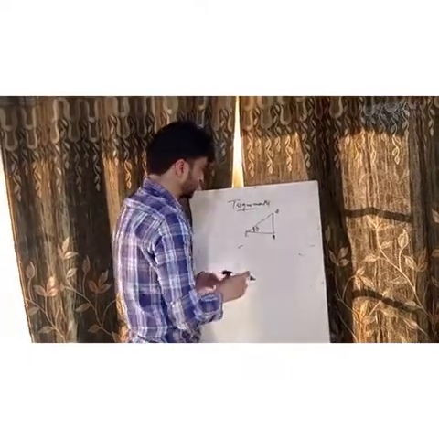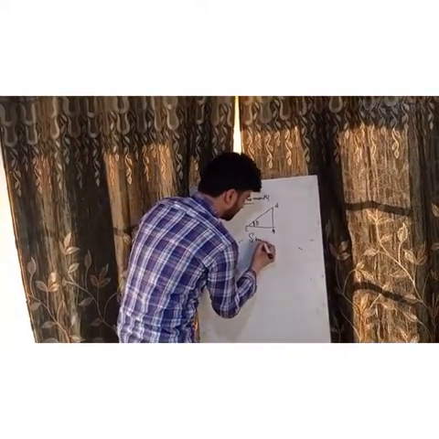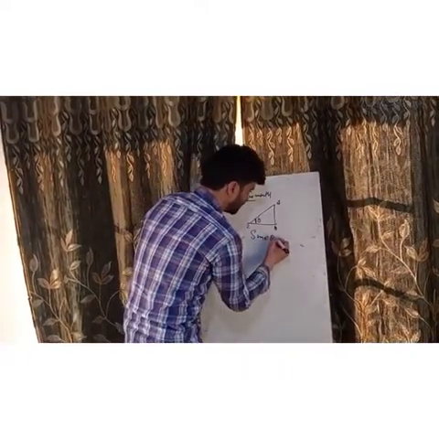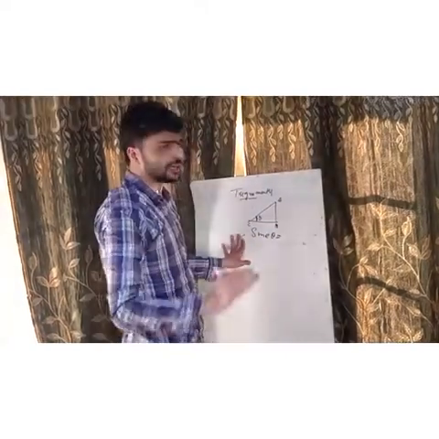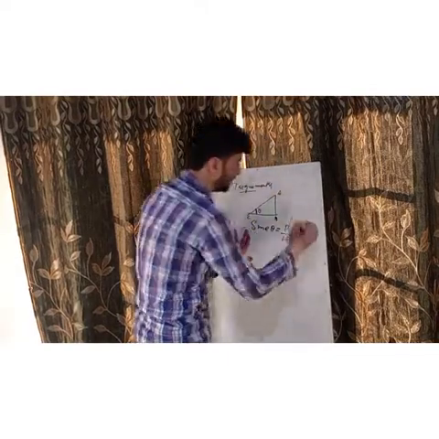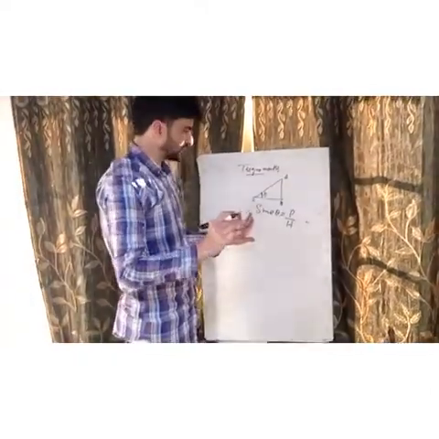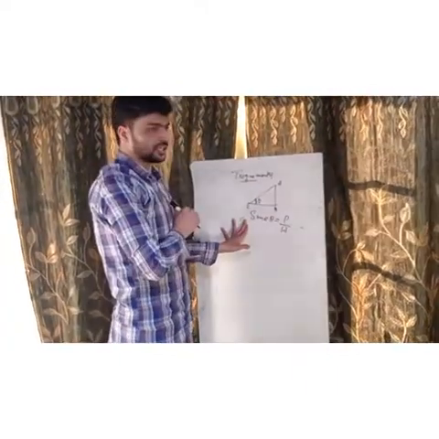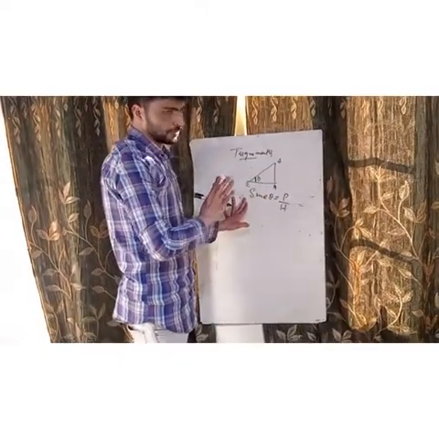The first ratio is sine, S-I-N-E, sine of theta. Students, remember this. Sine of theta is equal to perpendicular over hypotenuse. If we talk about sine of theta, this is perpendicular over hypotenuse.